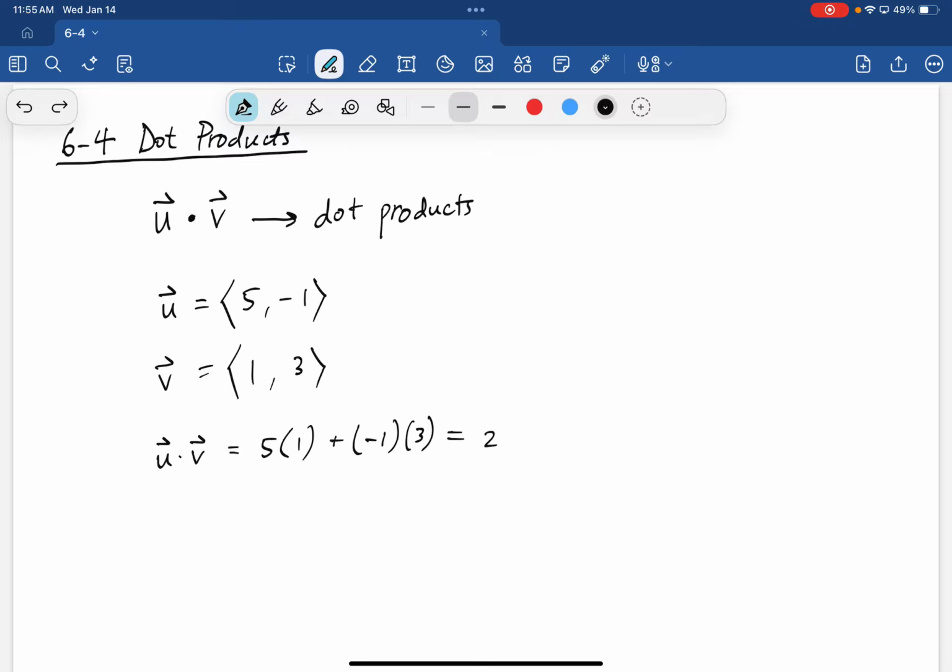Are there any questions about dot products? You multiply the components and then add them. So if you were looking for a formula, I can also give you one.